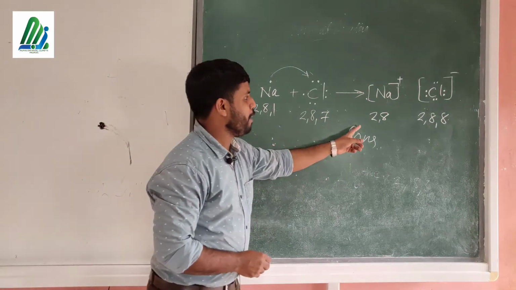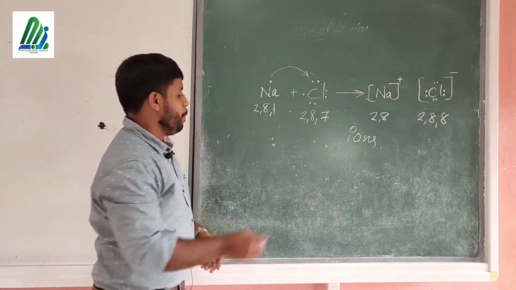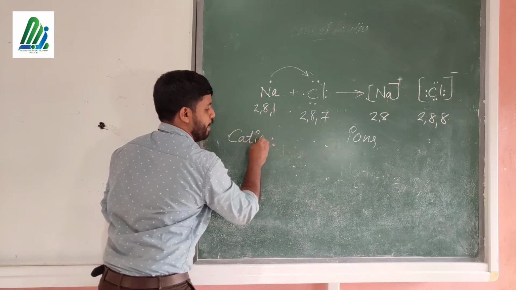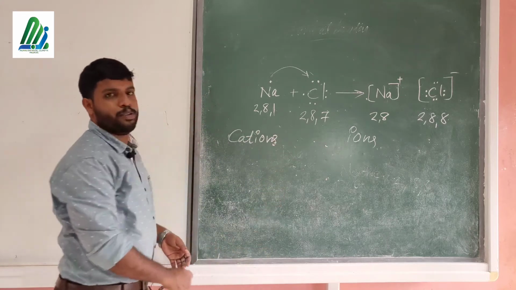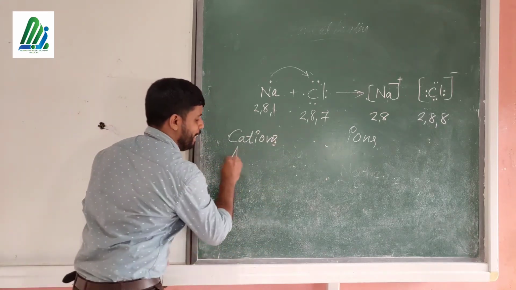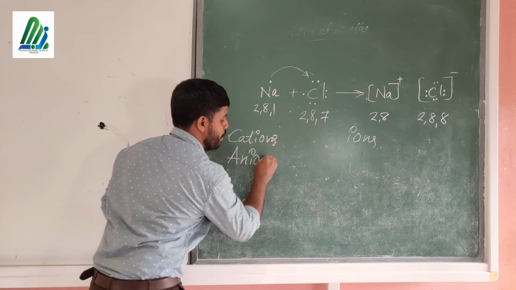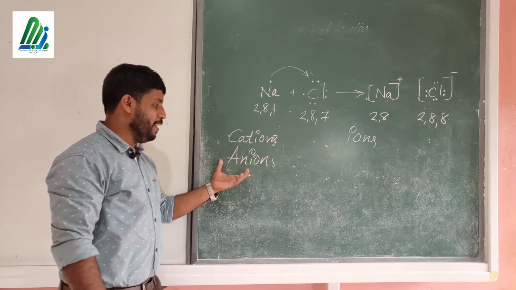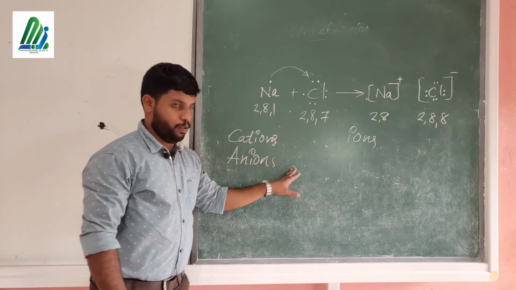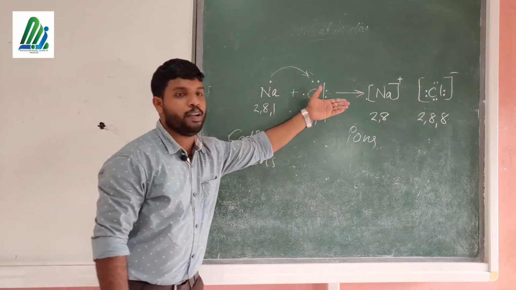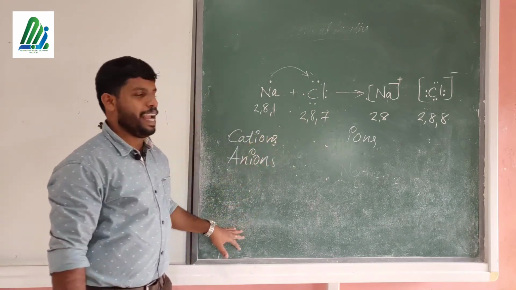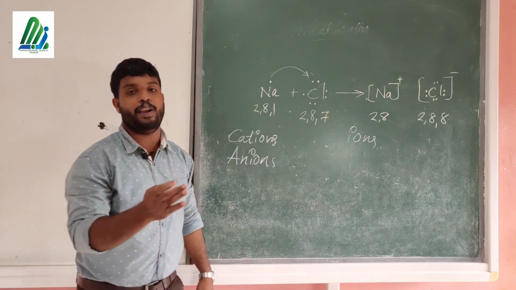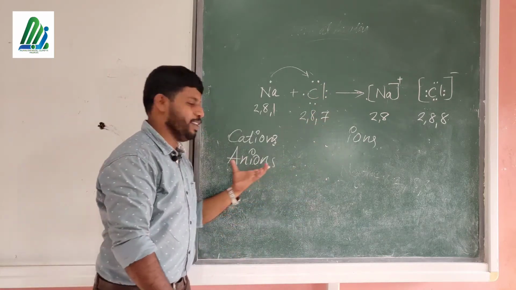Okay, then sodium combining with the chlorine. Positively charged ions are known as cations and negatively charged ions are known as anions. So here, which is the cation? Na plus, the sodium ion, is the cation. And which is the anion? The anion in this case is the chloride ion, Cl minus.